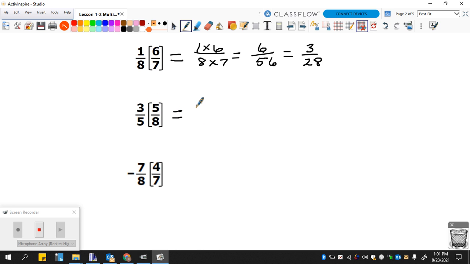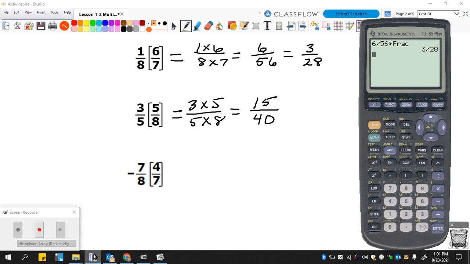We have 3 times 5, and we have 5 times 8. Now there's a couple different ways that you can do this. I'm going to do it the way that I did the above one, but you can also notice that there's a 5 on top and a 5 on bottom that would cancel out if you wanted to do it that way. If you already know how to do it that way, you can do that. But otherwise, just go 3 times 5 is 15, 5 times 8 is 40.